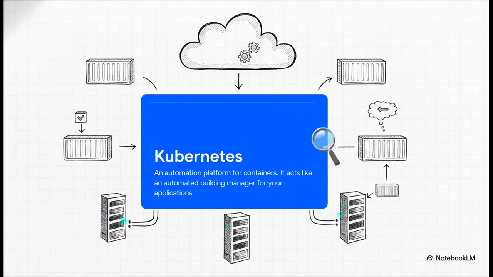And this is where our next hero, Kubernetes, enters the picture. Kubernetes is what's known as a container orchestrator. It's like having an automated, super smart building manager for all of our containers. It finds them a place to run, it watches them to make sure they're healthy, it replaces them instantly if they crash, and it handles all of that complex networking between them, all automatically.